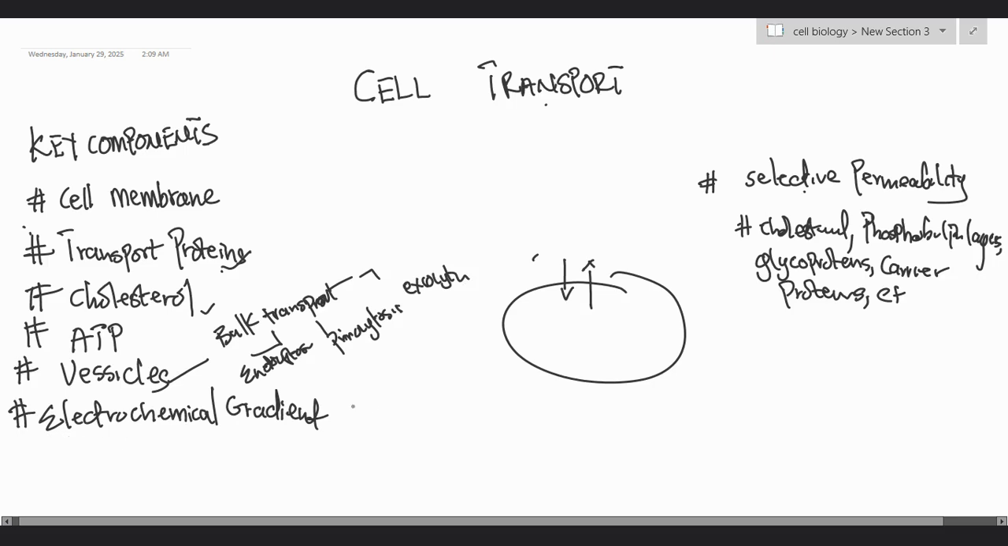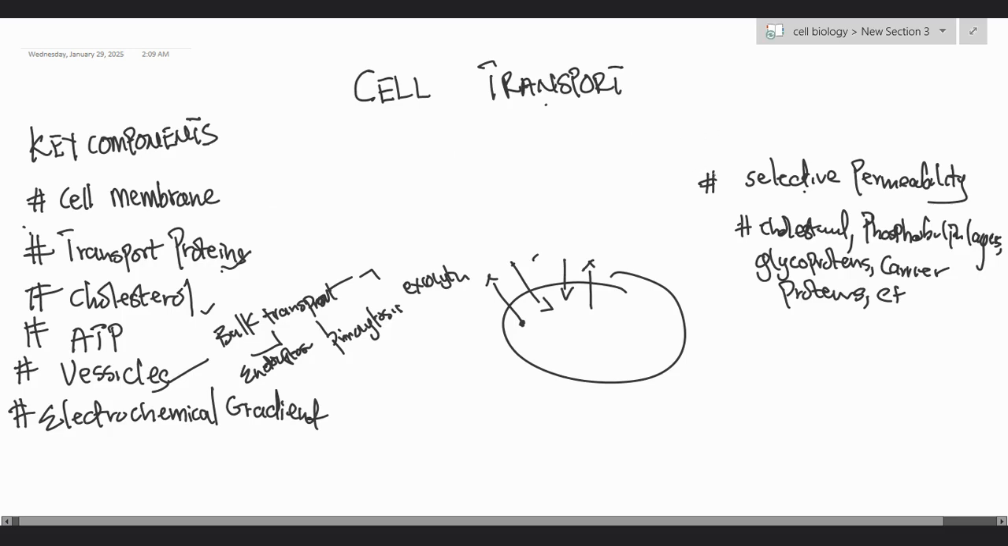And then the electrochemical gradient also plays a role, especially in active transport. There should always be an electrochemical balance between the intracellular compartment and the extracellular compartment. Any shift within this balance will cause substances to move from the intracellular compartment to the extracellular, or from the extracellular to the intracellular. All right, so these are the key components.